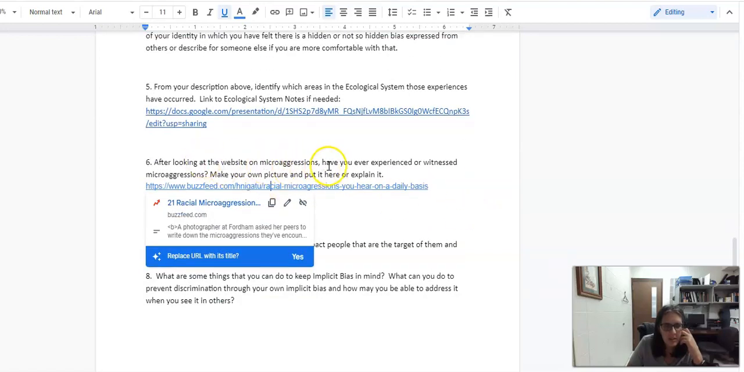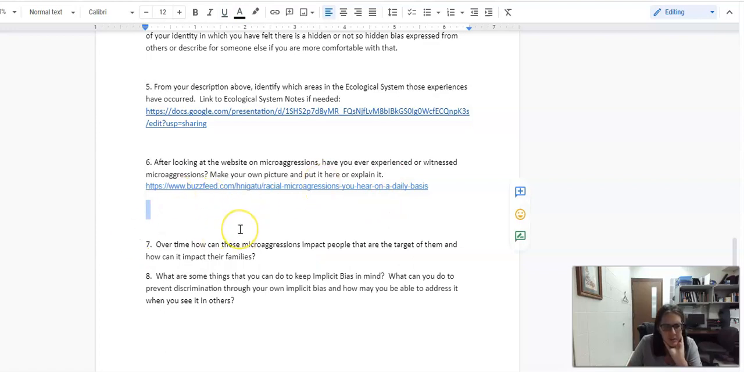And then you can answer, have you ever experienced or witnessed a microaggression? Make your own picture and put it here, or just explain it. Pictures are going to be really hard to do. You could find a meme, or a separate image, which would be fine too. But don't use one of the images from here. And then over time, how can these microaggressions impact people that are the target of them, and how can it impact their lives and their families? You could speak up from your own experience if you've experienced microaggressions, or just imagine what it would be like. What do you think?